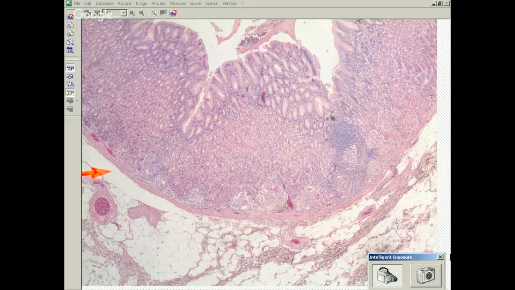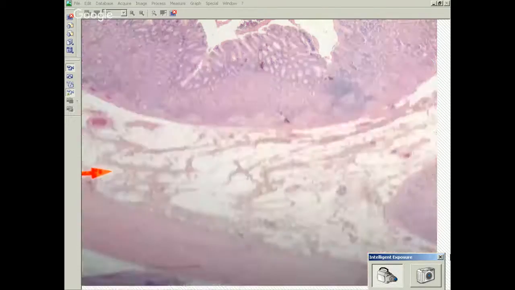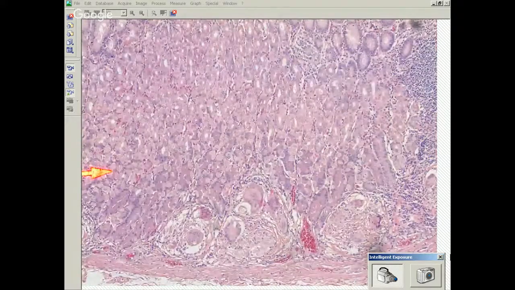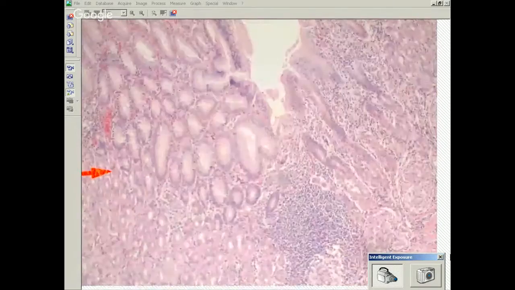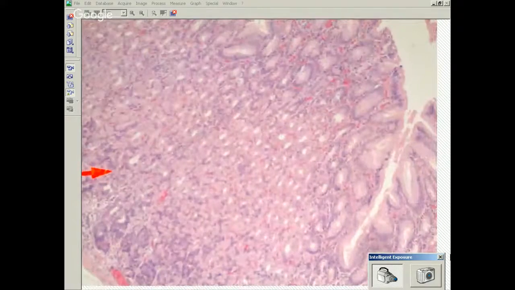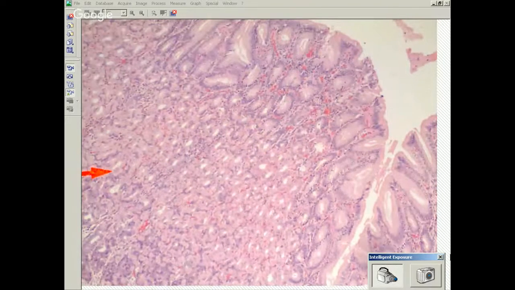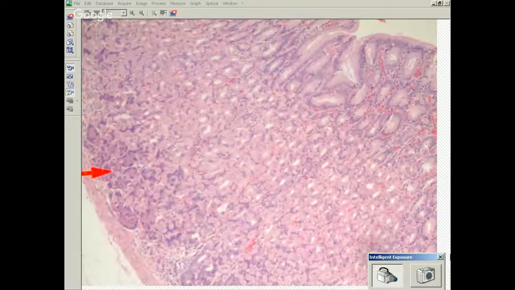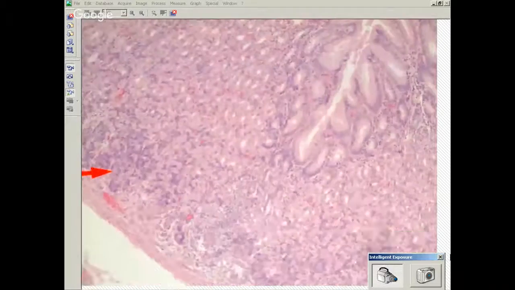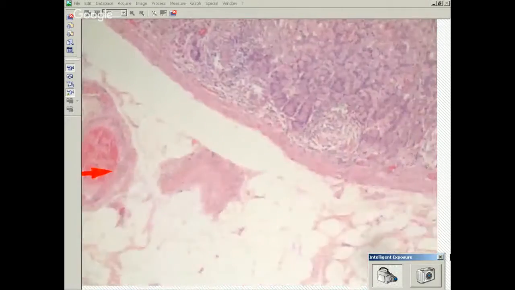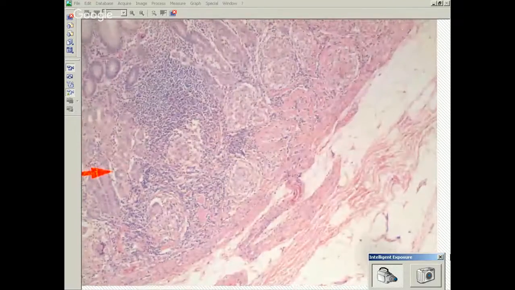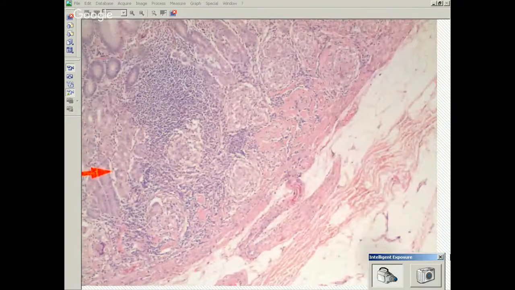I haven't really seen a lot of cases. Okay, let's go on higher power. Well, first of all, what part of the stomach are we in? Yeah, probably fundus or body, because we see oxyntic mucosa. Okay. And then this is actually the main pathology over here. So these lymphocytes that we see?